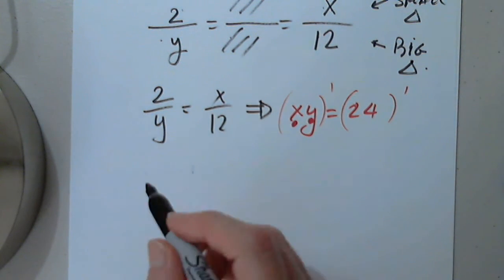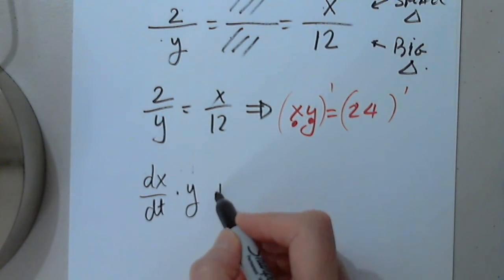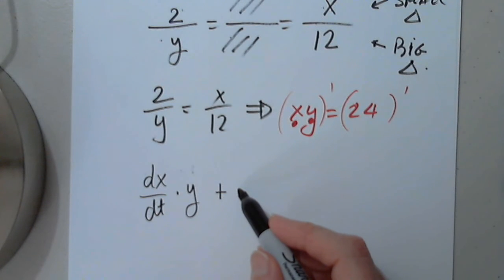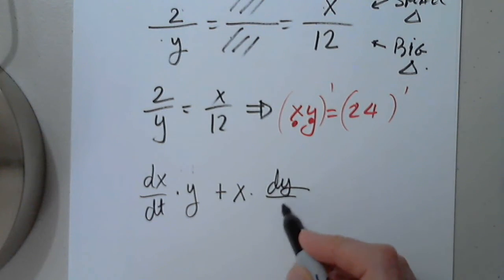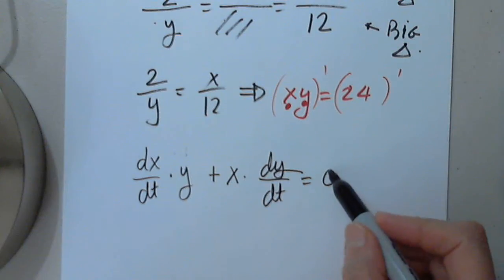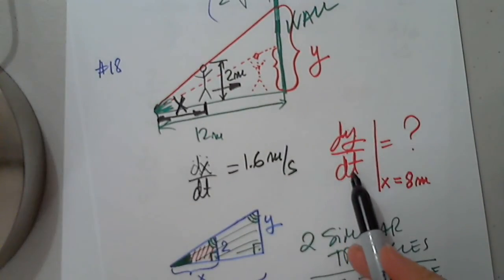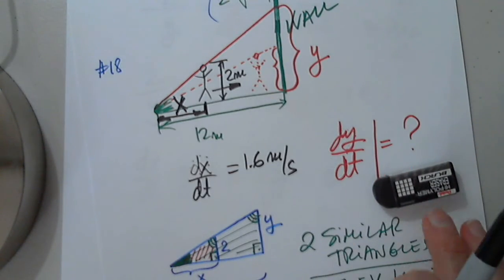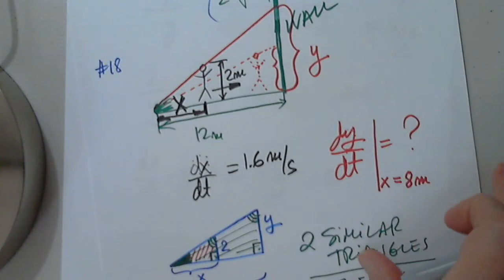x dy over dt... dx over dt times y plus dy over dt times x. Very good, x times dy over dt. Perfect. And the right hand side? 0. Excellent. Stop. Let's take a look. This is what I want. And later on, I'll look where. But right now, this is what I want.